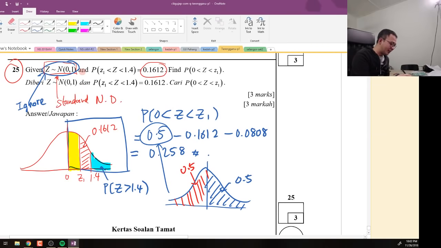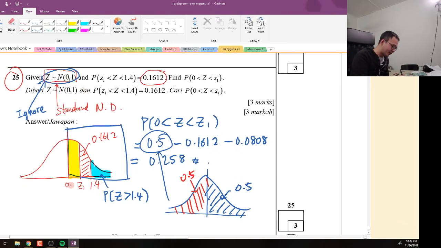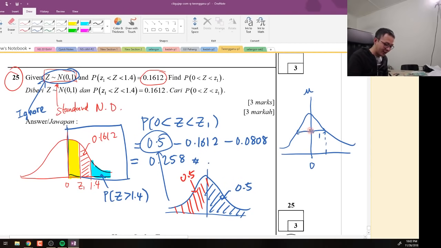Because if the question doesn't give you Z ~ N(0,1), they can actually use other words. They can say this is a standard normal distribution, so find this. The purpose of the 0, 1 over here: 0 basically means the mean is 0, so the mean is 0 here. And your standard deviation here is 1 unit. So therefore they call it 0, 1.